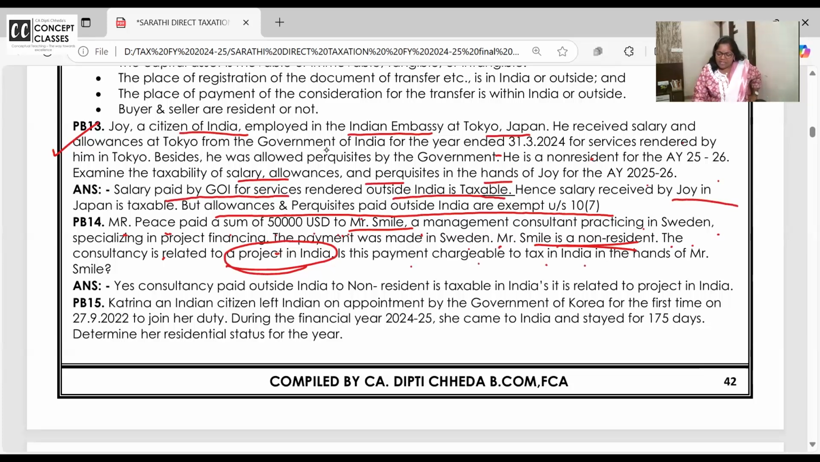Is this payment chargeable to tax in the hands of who is receiving, NRI? But where that NRI's money is used, project in India. Yes, it is taxable. Because non-resident is getting income from project in India. You are having business connection in India. आ जाओ इधर earn करो, technical service दो, पैसे लो, bye bye.